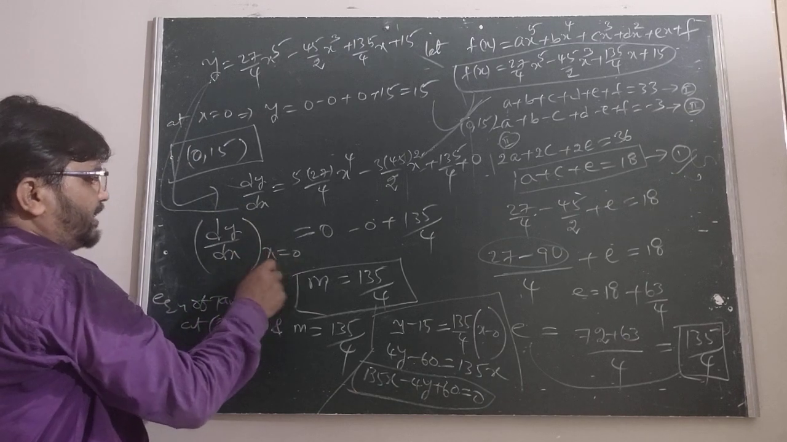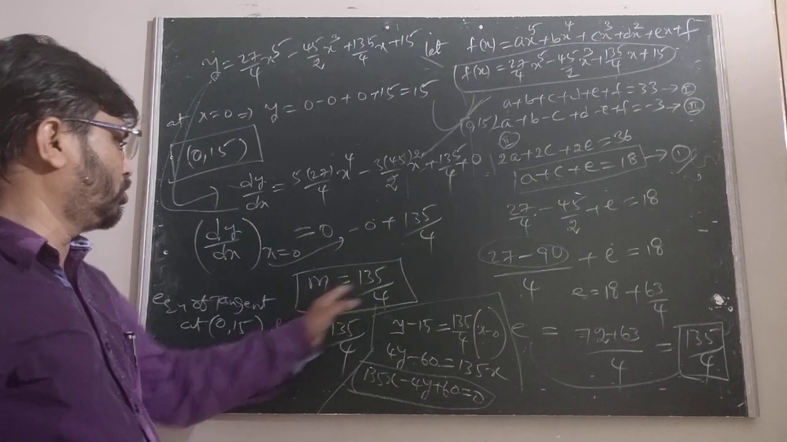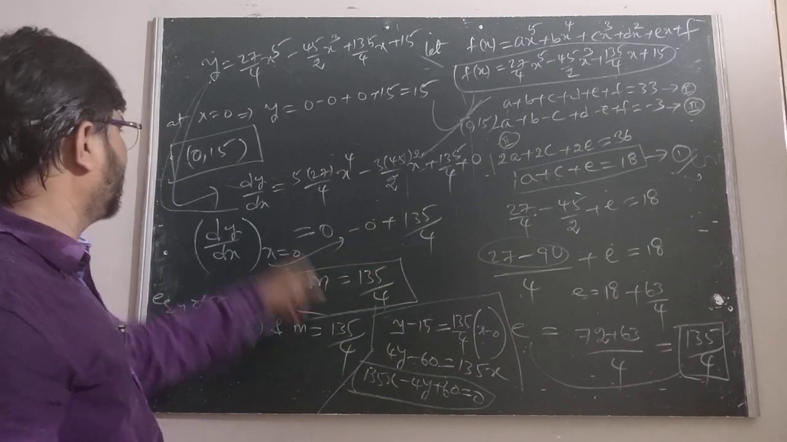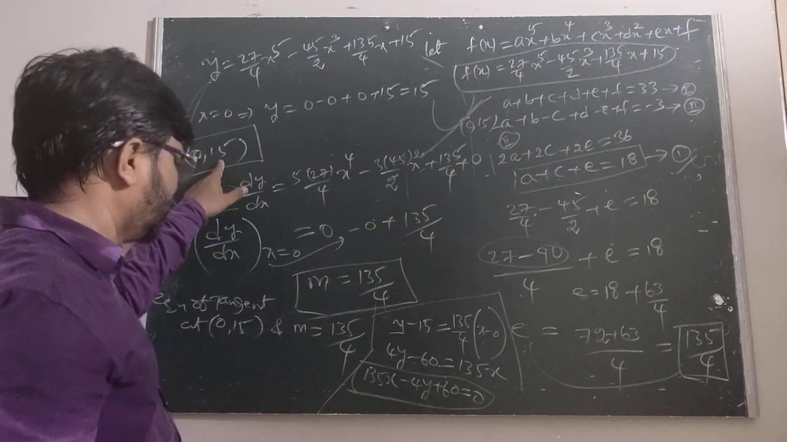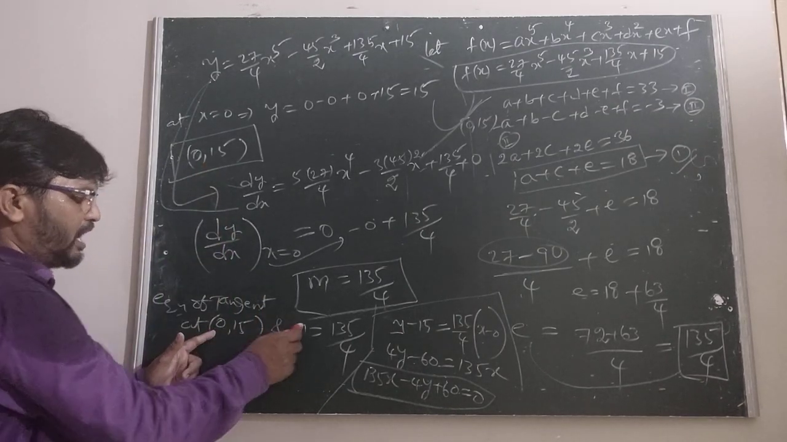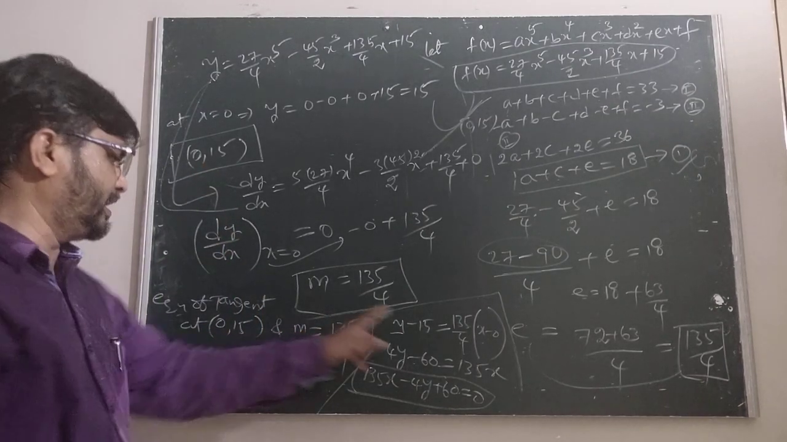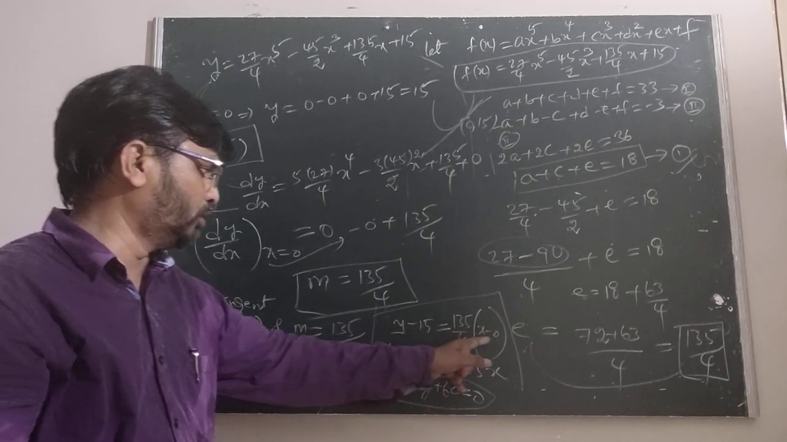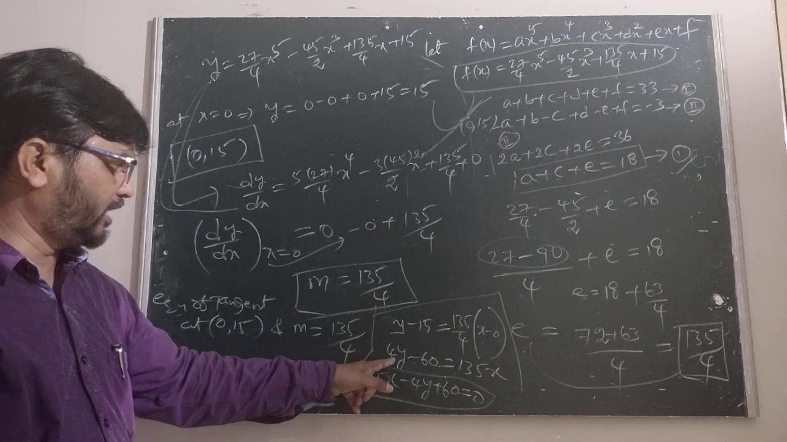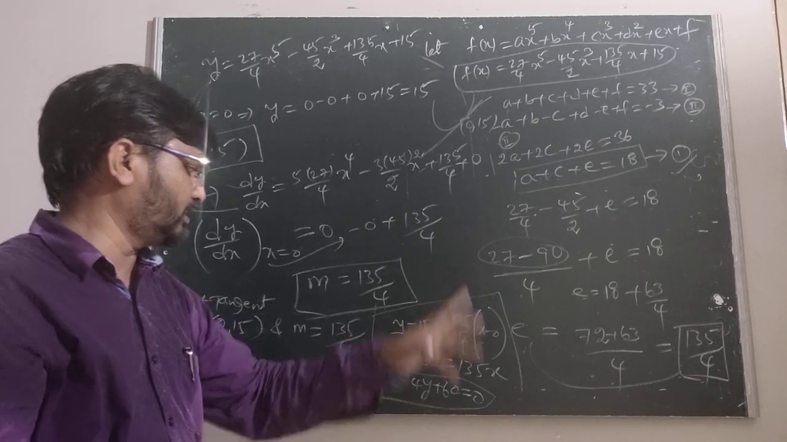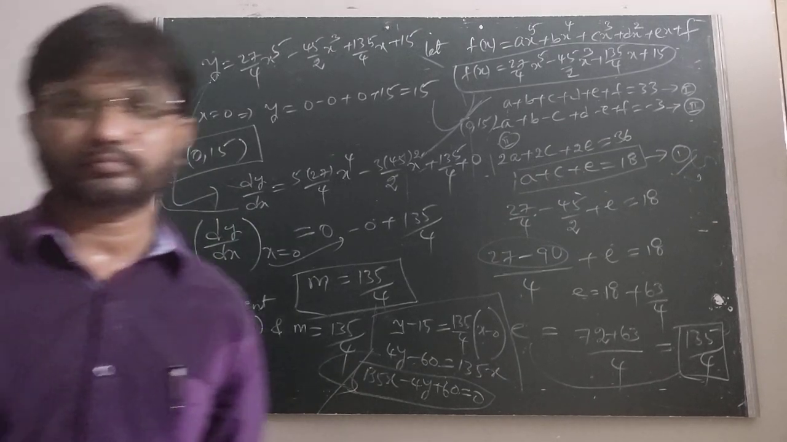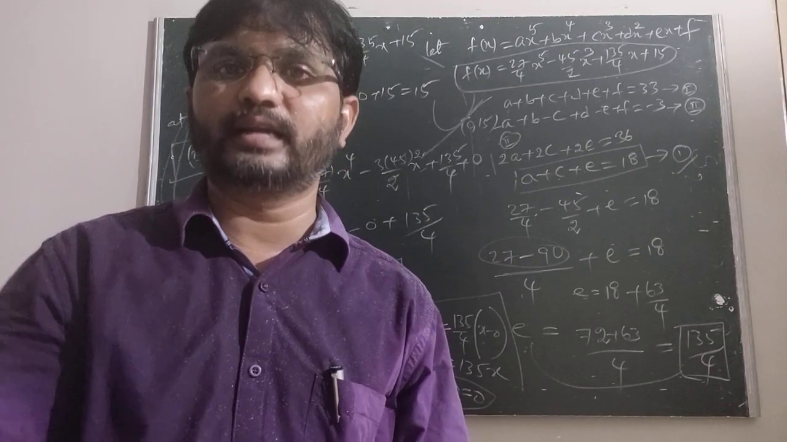Then we take x equal to 0. The slope m equals 135 by 4, and the point is 0 comma 15. Therefore, the equation of the tangent at 0 comma 15 having the slope m is y minus y1 equals m into x minus x1. After cross multiplication we get 4y minus 60 equal to 135x. This is our required tangent. Okay, understand everyone. Let us continue tomorrow.